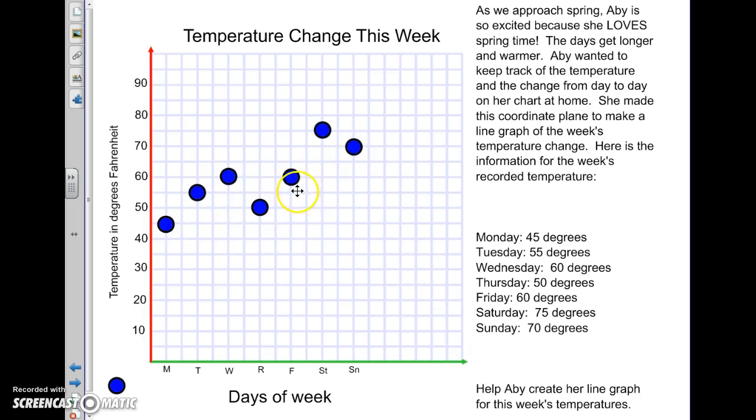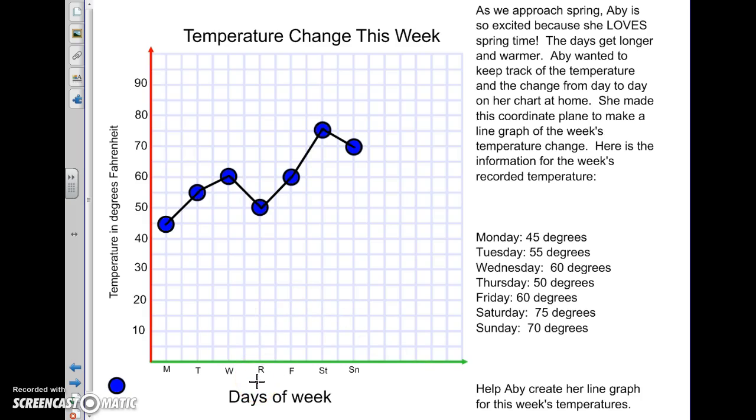But remember, you want to create a line graph, so we're going to connect these dots with lines. So I'm just going to grab this line right here, and hopefully this works. Yep. Connect the dots. Go from Monday to Tuesday, from Tuesday to Wednesday, Wednesday to Thursday, and so on, connecting all the dots as we go. And that is what the temperature change for this week would look like on Abby's chart.